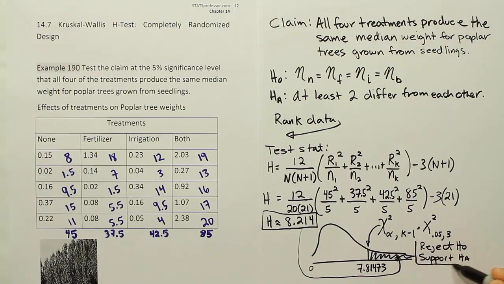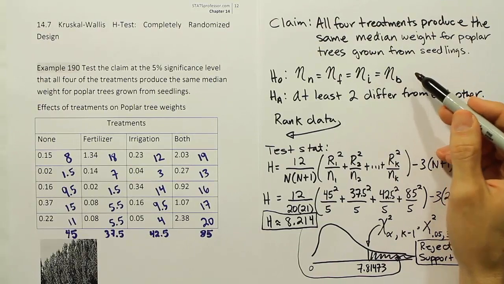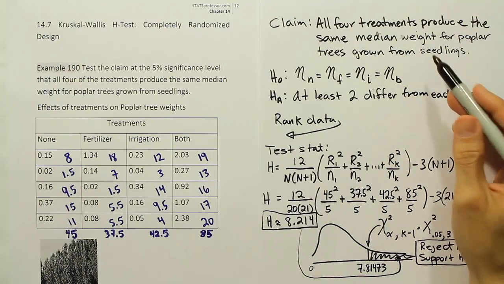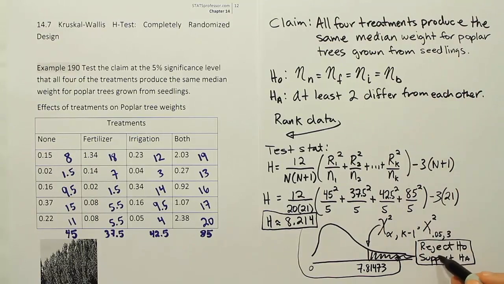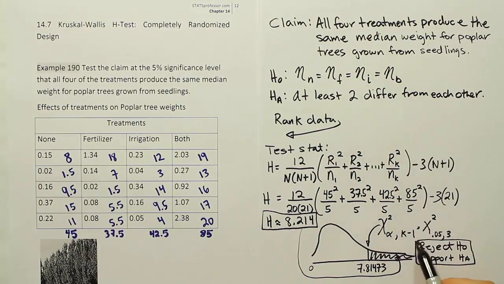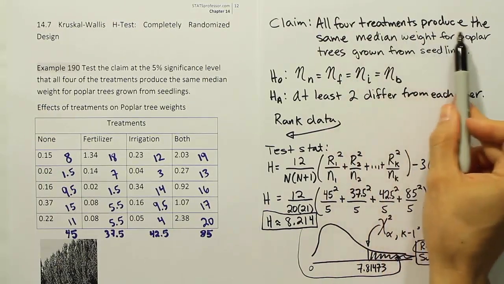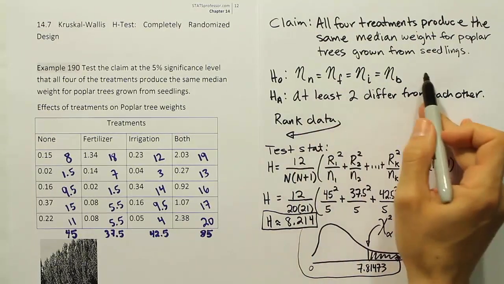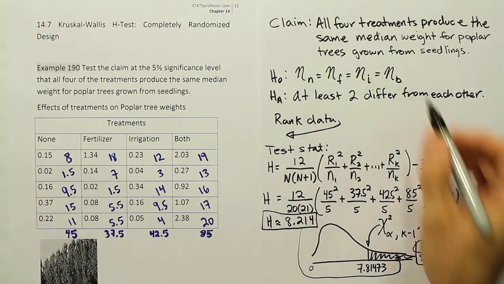And with that, when we look back here, we'll say, hey, the H0 doesn't seem to be valid, so we're going to support this idea. And so essentially the claim is going to be what? Since our claim is the same as H0, we're going to say that we should reject the claim, right? Remember, the claim said all 4 treatments produce the same median weight. Well, we're rejecting the null hypothesis, which says they're all the same, so we're essentially rejecting the claim.